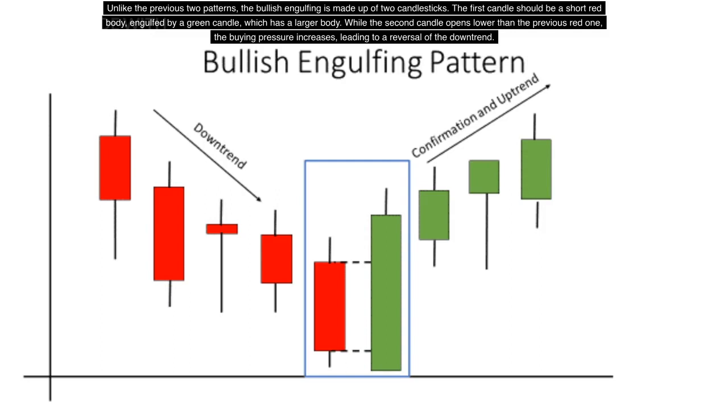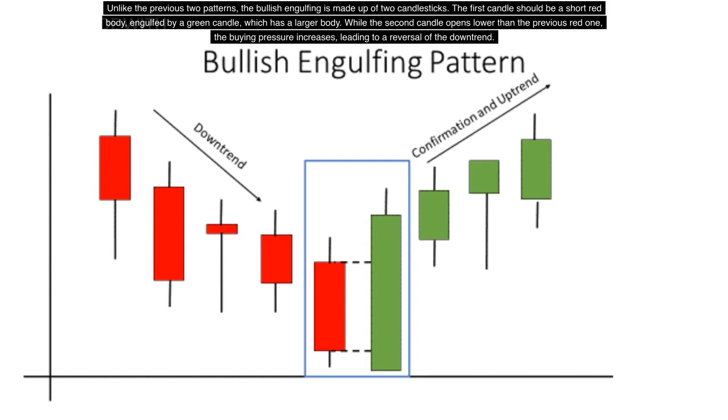Unlike the previous two patterns, the bullish engulfing is made up of two candlesticks. The first candle should be a short red body, engulfed by a green candle, which has a larger body. While the second candle opens lower than the previous red one, the buying pressure increases, leading to a reversal of the downtrend.